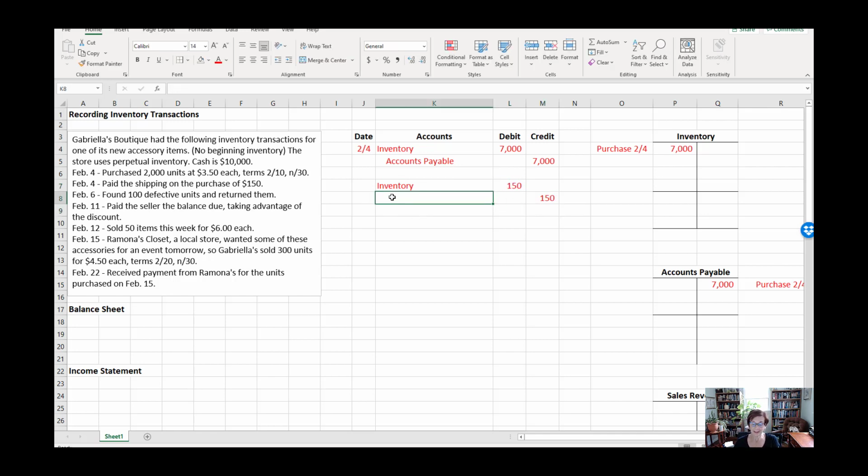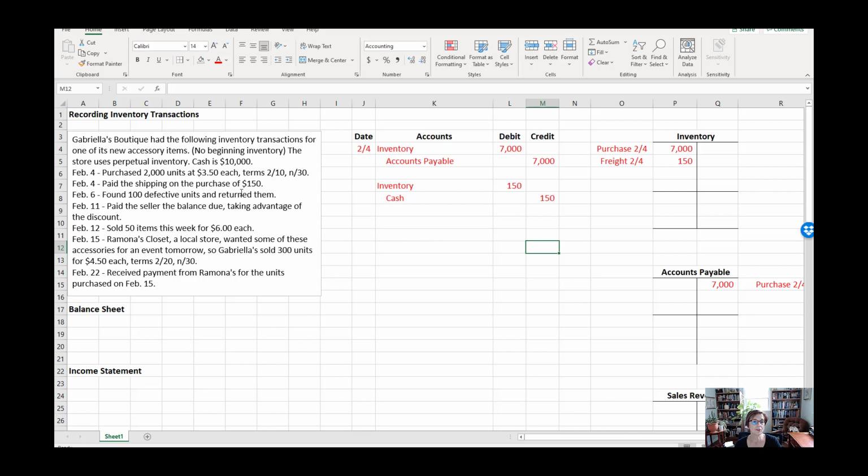And in this case, it says paid. So remember, when you see paid, that means that cash went out, right? Cash went down, so we're crediting cash. All right, so up here, we're going to put freight on 2/4, and that is $150. So that's an additional cost to our inventory.